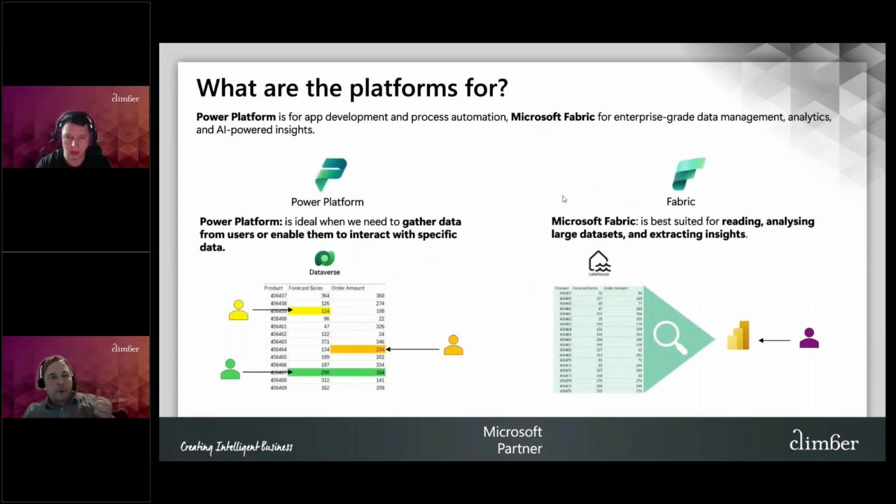So just to recap, what are the platforms for? Power Platform is for app development, process automation. Fabric is for data management, analytics, and AI insights. So Power Platform is ideal when we want to gather data from users or enable them to interact with specific areas of data or insert new rows, whereas Fabric is better for reading and analyzing very large data sets and extracting insight from the data that we already have.